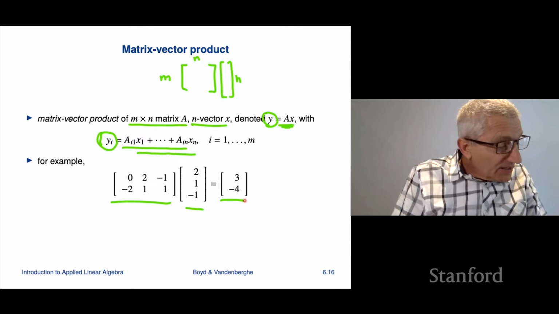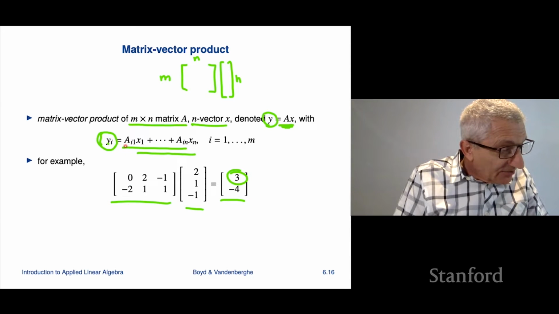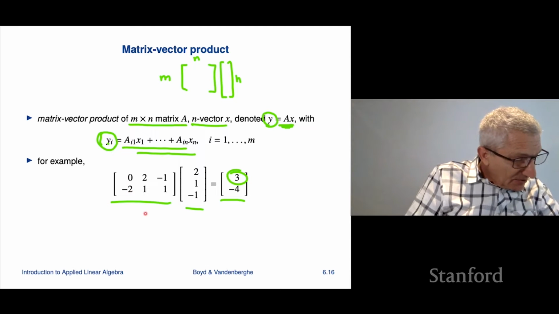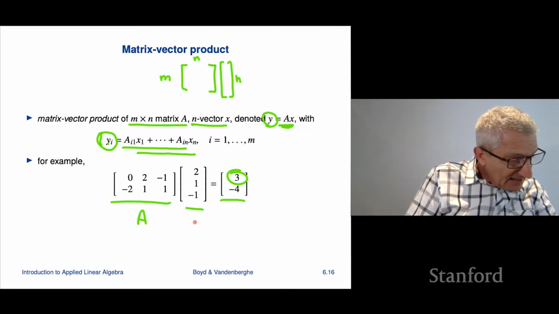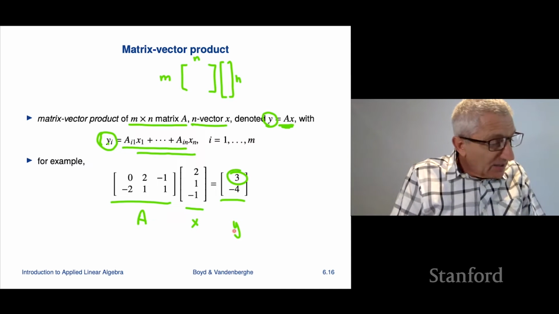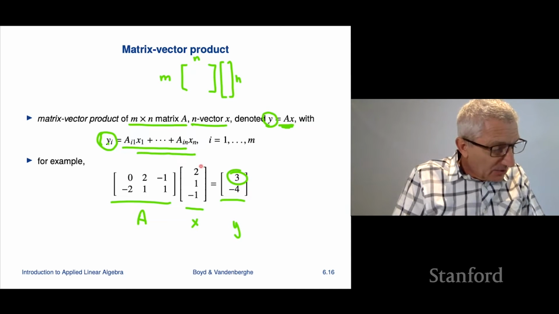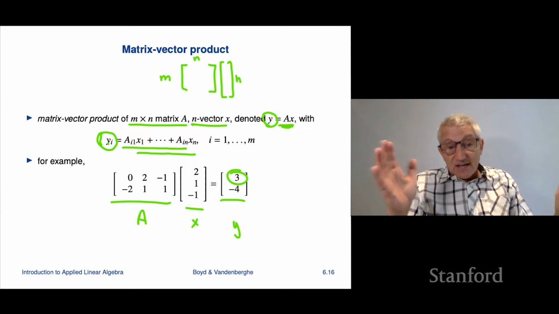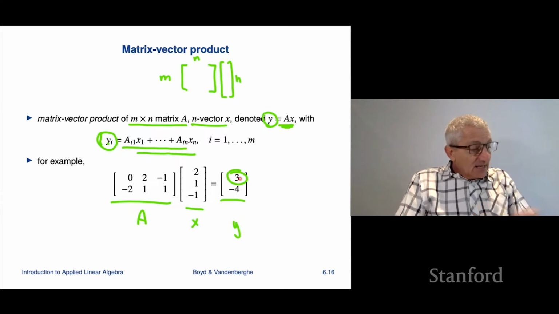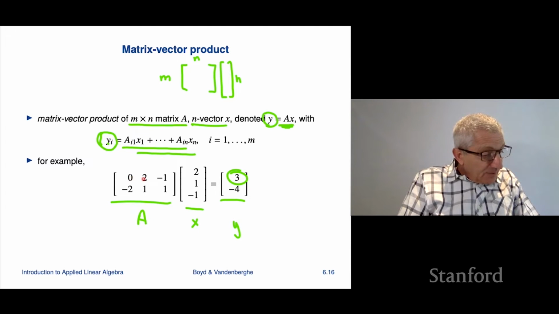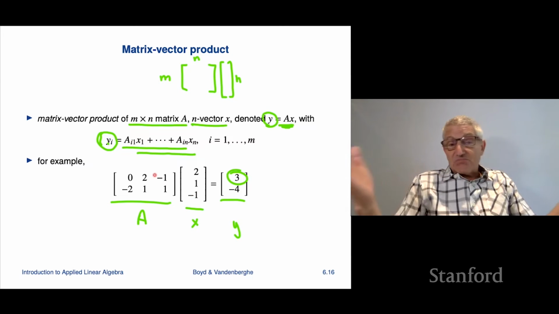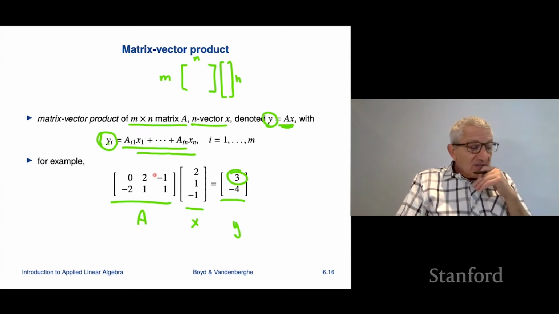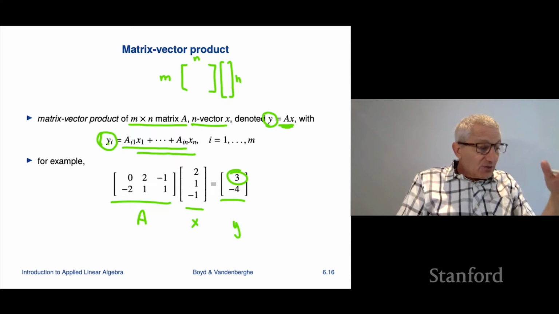The first entry in Y, which just happens to be 3, is obtained by taking the first row of A. This is A, this matrix here, this is X, and that is Y. We go across the first row of A and multiply by the corresponding entries of X. Or, if you like, roughly we take the inner product of the first row of A and X, and that gives this. We can even check that. It's 0 plus 2, and then plus the minus 1 times minus 1, and so we get 3. Okay, and that's correct. So that's the idea. That's matrix vector multiplication.